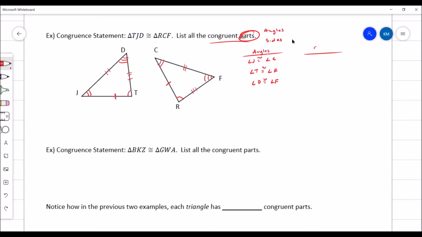Okay, so with our sides, we have three pairs of congruent sides, right? So JT is going to be congruent to CR. JD is going to be congruent to CF. And DT is going to be congruent to FR. Okay, all these listed, all these marked. Either way, it's the same information here.